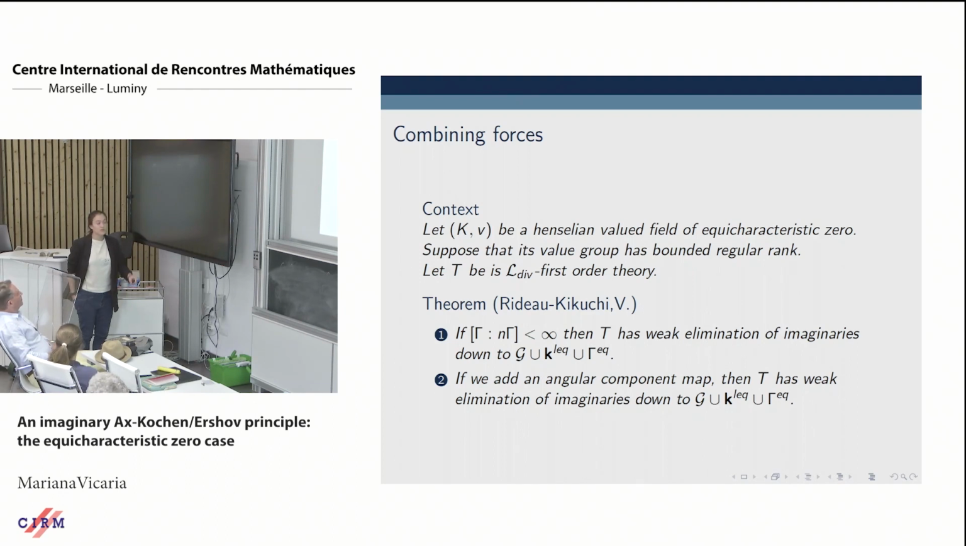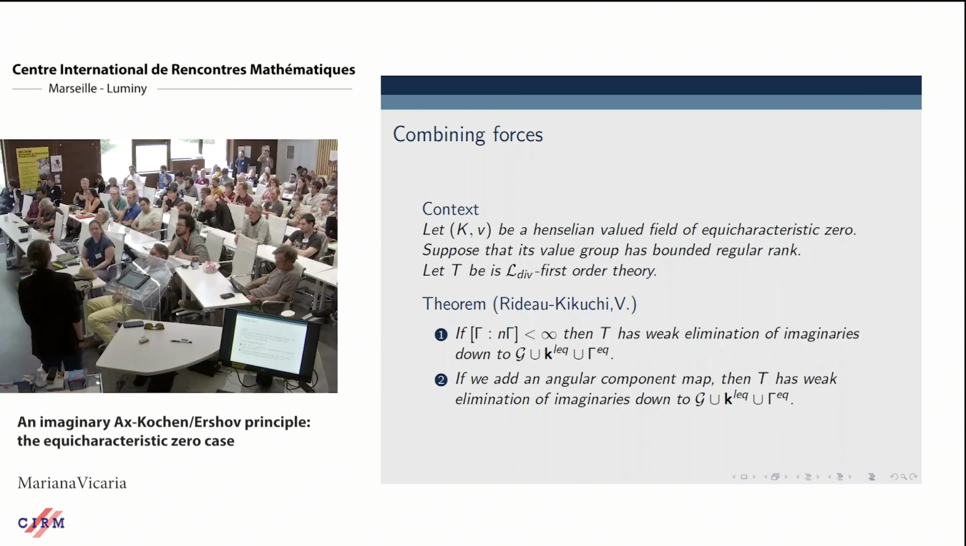Well, it's just making your exact sequence split. So you just add a map that allows you to split that sequence: the invertibles of the residue field, and then RV, and then gamma.